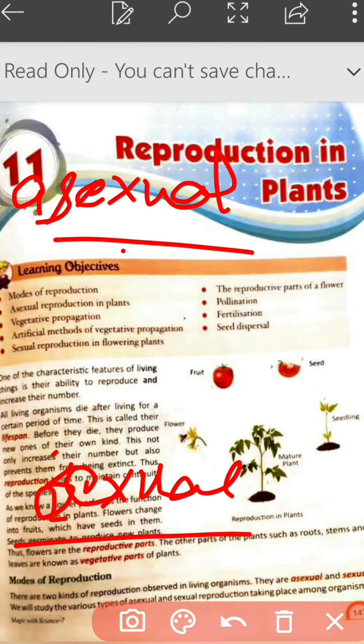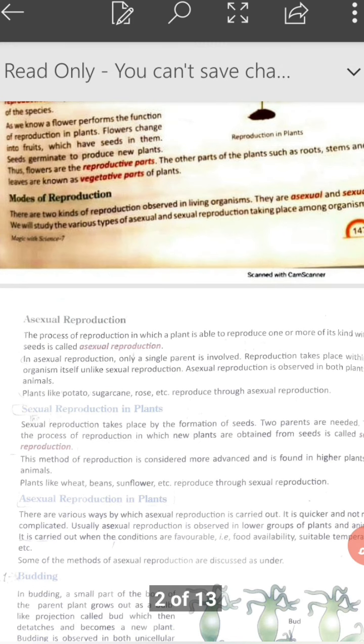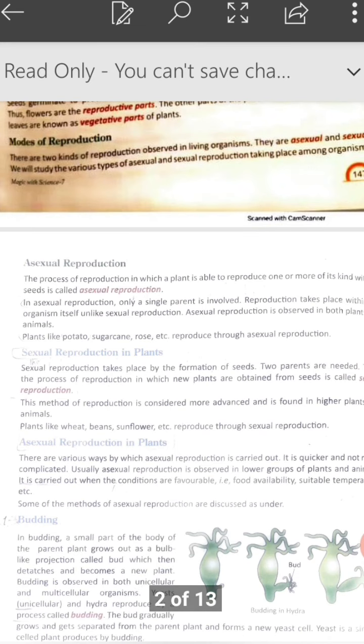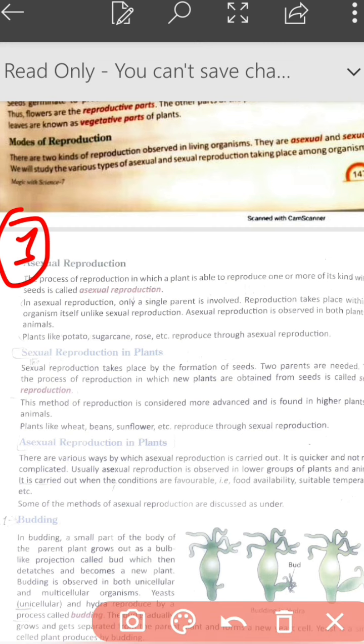Okay, now we come to our next thing which is asexual reproduction in plants. So asexual reproduction in plants कैसे होती है? Usually asexual reproduction is observed in the lower groups of plants and animals. The processes of asexual reproduction are budding, fragmentation, fission, spore formation. Okay, these are the methods of asexual reproduction in plants. So first we discuss budding.